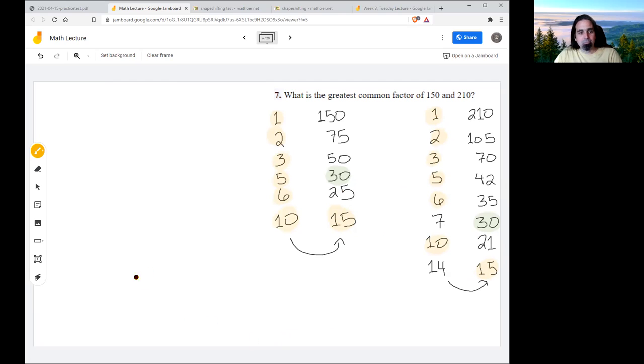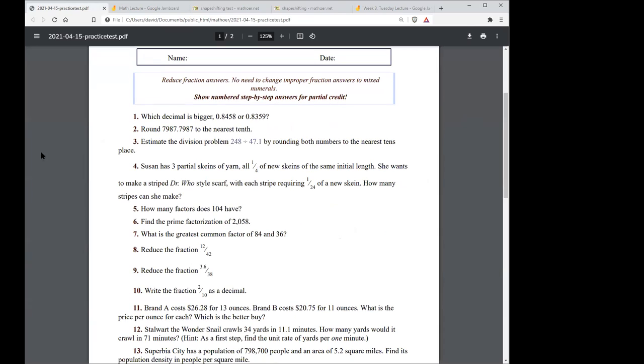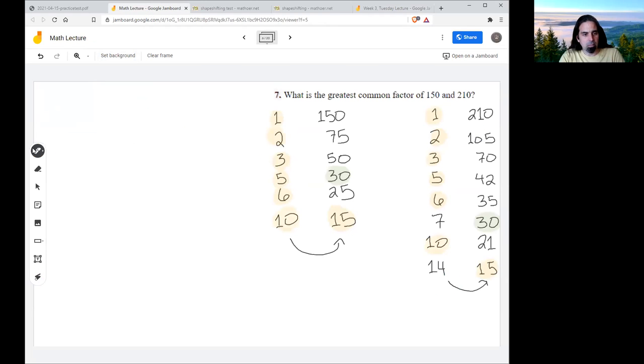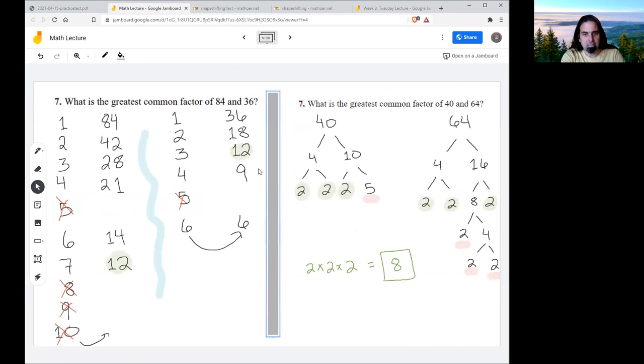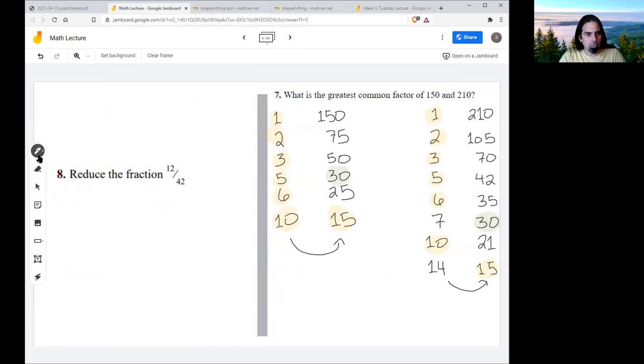Ready to move on? Yes. Okay. Reduce the fraction 12/42. So paste it there. Tell me what to do for 12/42. I'm not going to pause because I think you can do this one pretty quick. Pause if you're at home and working on this and don't have it right away.